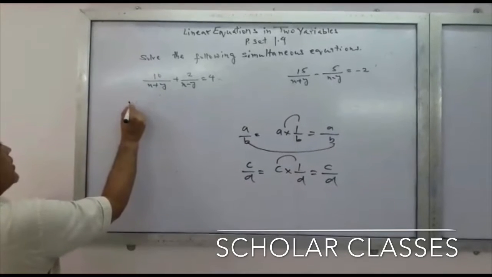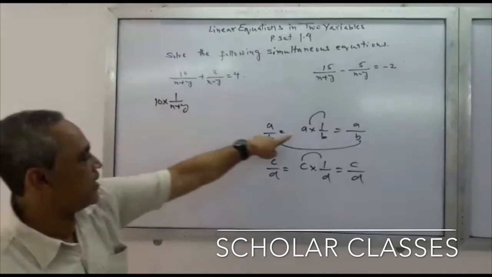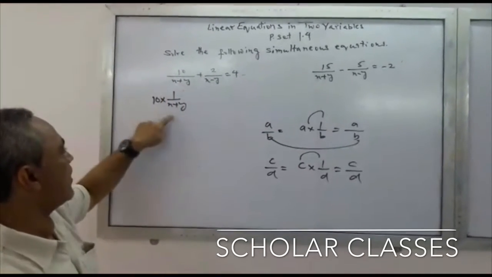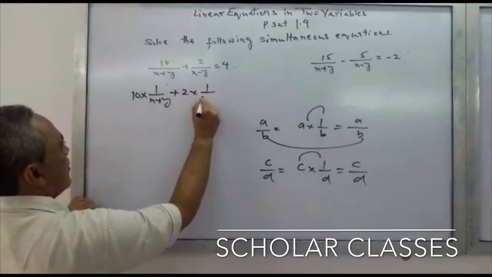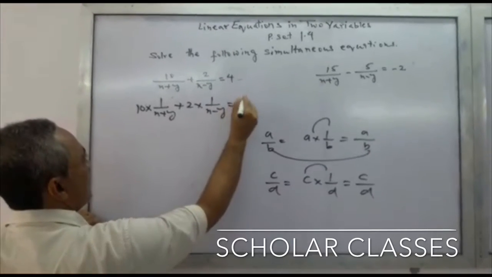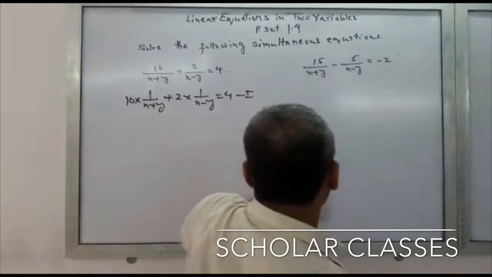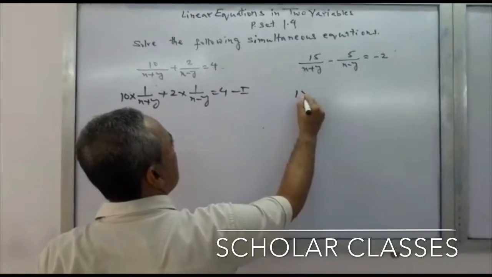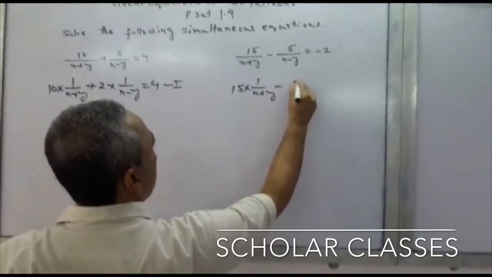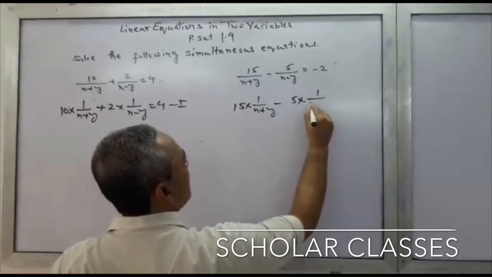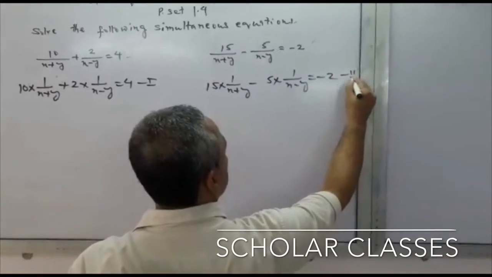Similarly, we can put 10 multiplied by 1 upon x plus y. 10 multiplied by 1 upon x plus y plus 2 multiplied by 1 upon x minus y is equal to 4. This is our equation number 1. And 15 multiplied by 1 upon x plus y minus 5 multiplied by 1 upon x minus y is equal to minus 2. This is our equation number 2.